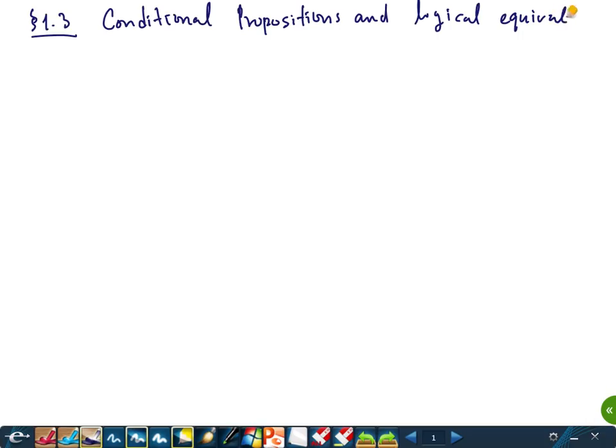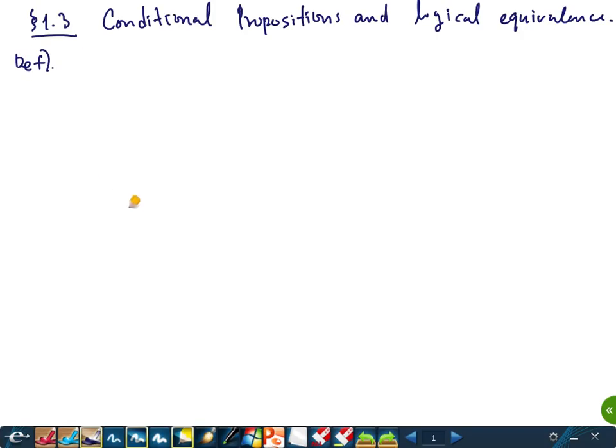So today I'm going to talk about conditional propositions and logical equivalence. Okay, let me begin with the definition.